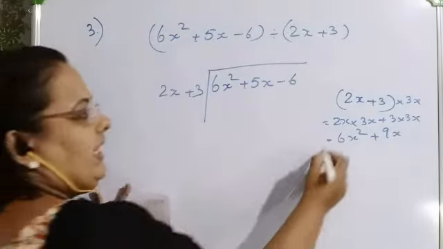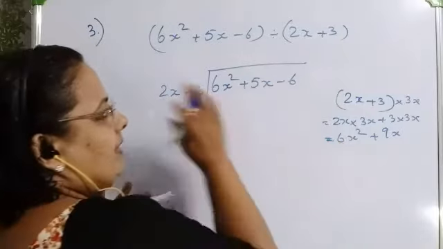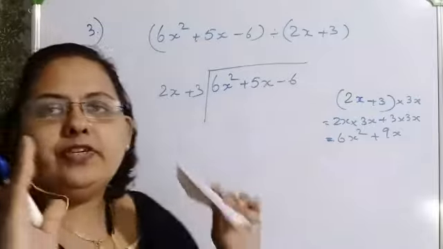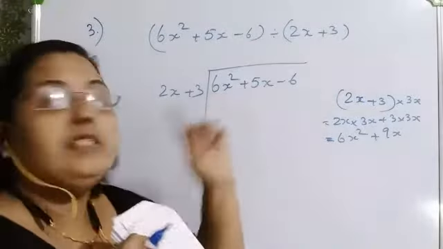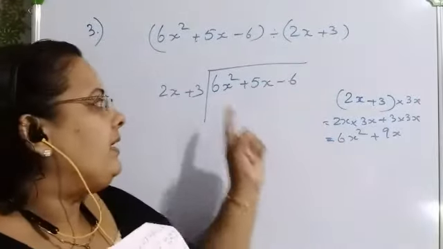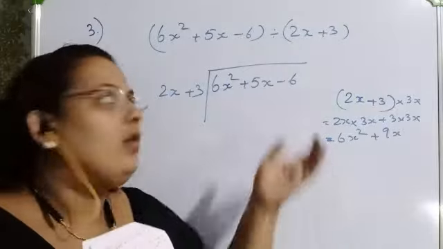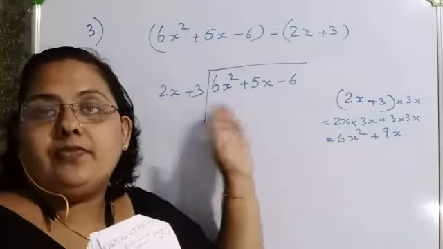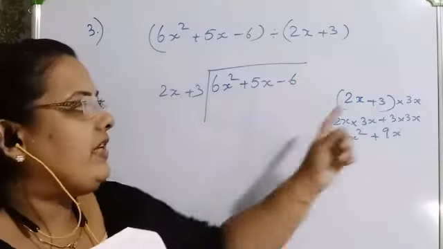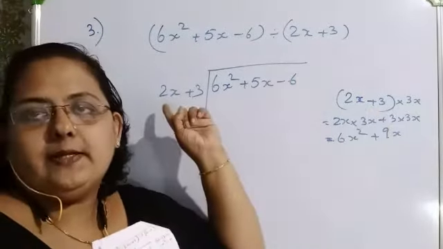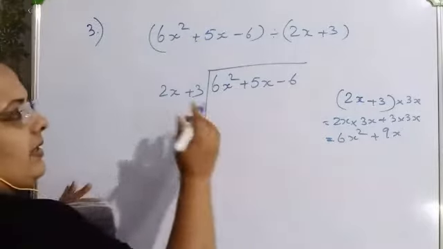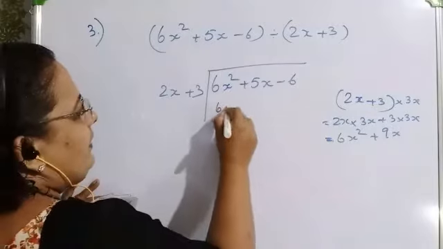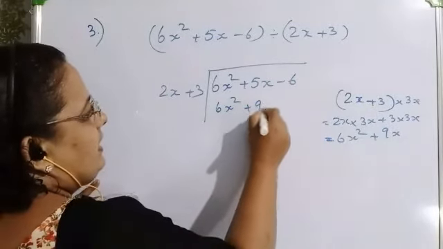Okay, so we are getting 6x square. Only go for the first term. We should have the idea to eliminate the first term, so that in the next step we will go for the next term. So first itself we have to eliminate this first term. For that you have to see what should be multiplied with this divisor. Don't go for all the other things, but the multiplication should be correct while you are doing it. So here we will write 6x square plus 9x.